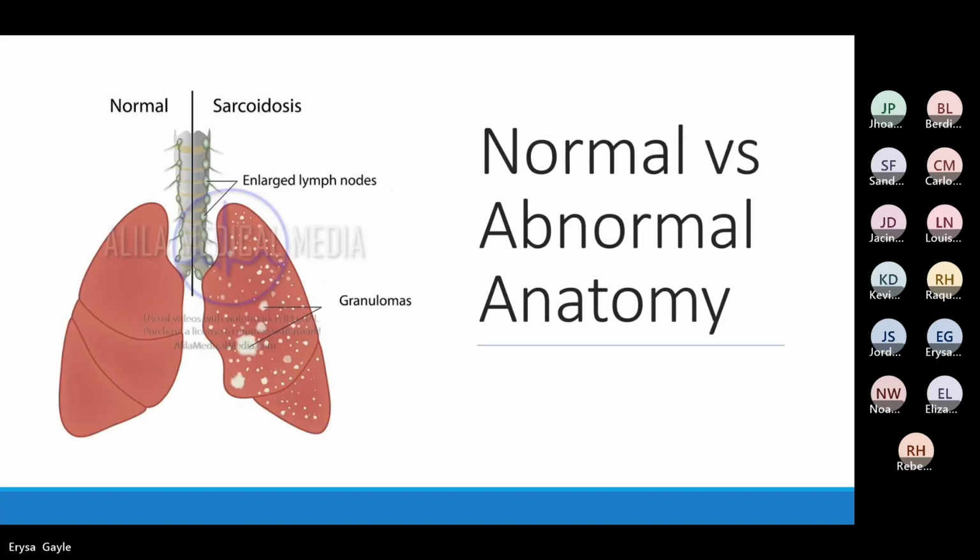Now we'll be talking about normal versus abnormal anatomy. As Arissa said, there are granulomas that form. So this is the presence of multiple well-formed, non-caseating granulomas that you can see on the right, which are compact clusters of epithelial cells and multinucleated giant cells with minimal to no central necrosis. The granulomas are often surrounded by lymphocytes. And you can see right here, associated with sarcoidosis in the lungs is enlarged lymph nodes.